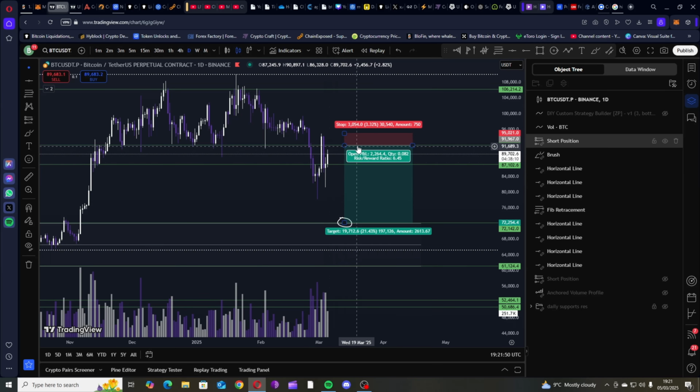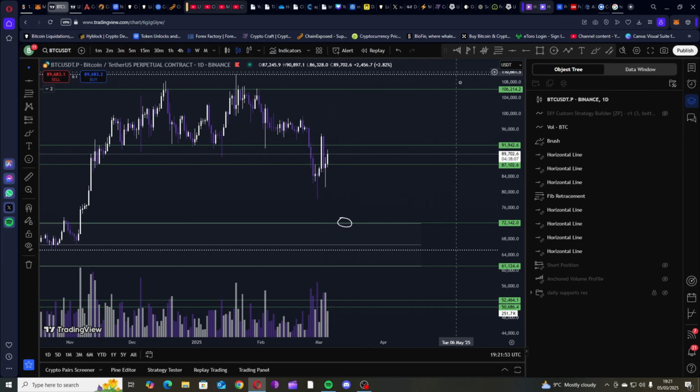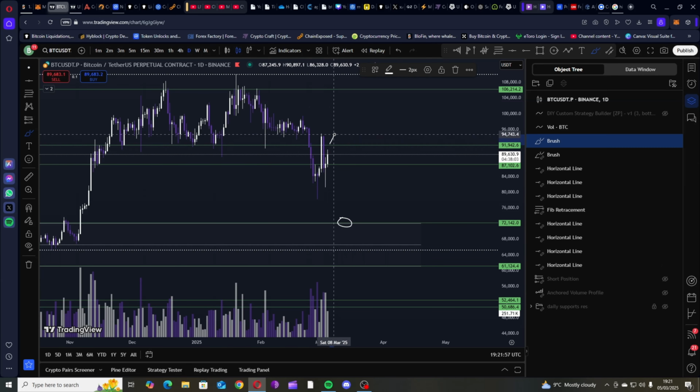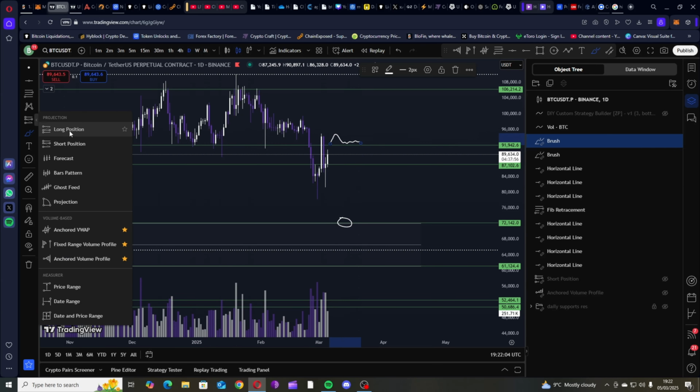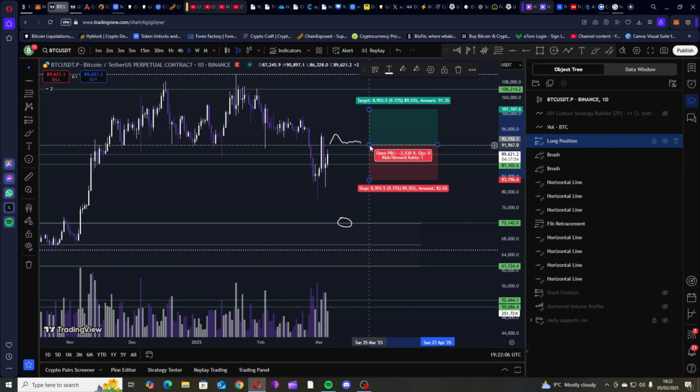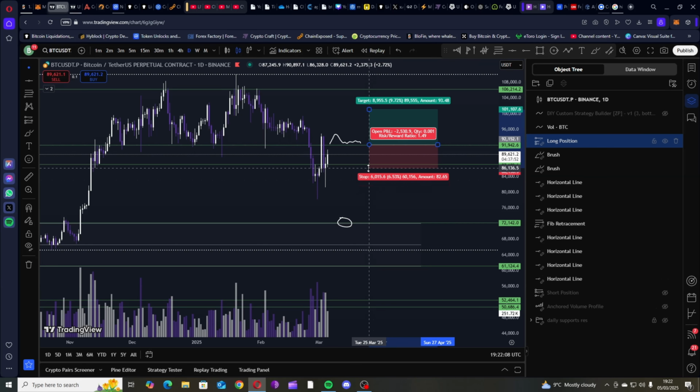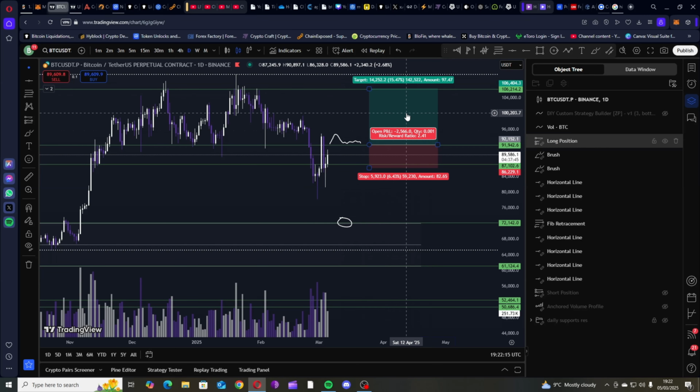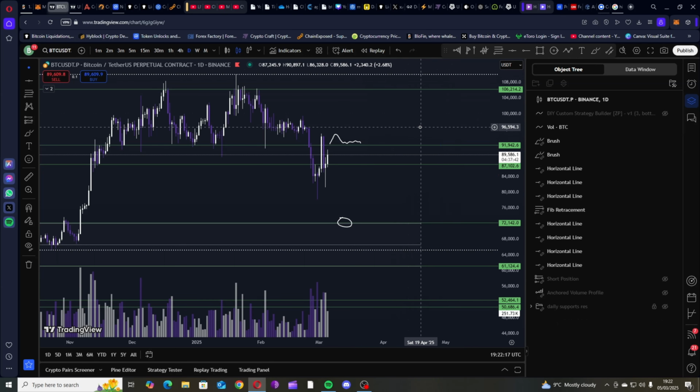I don't want to be long in here. If we can reclaim this zone here and successfully retest something like this, then yeah, I'll take a long. I'm going to put my stop below that zone, and I'm going to target the top of the zone. And like I say, this is how easy trading can be.